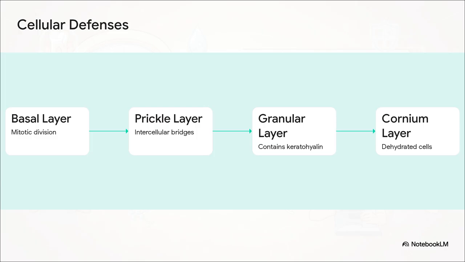Here, they actually lose their nuclei and organelles, becoming completely dehydrated. Basically, they turn into these densely packed, flat, lifeless shields of keratin, literal armor for the mouth.